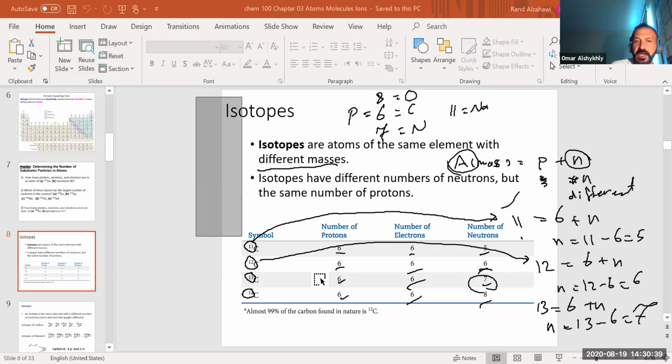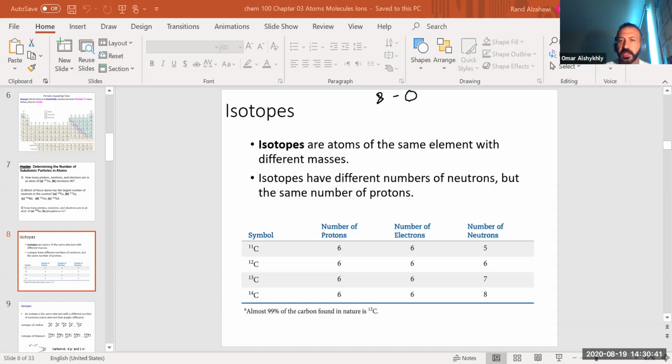Now, isotopes are very important for calculating the average atomic weight. The number that we have in the periodic table as the atomic weight, or the mass number, represents the average atomic weight of all the isotopes of that element found in nature. So look here.